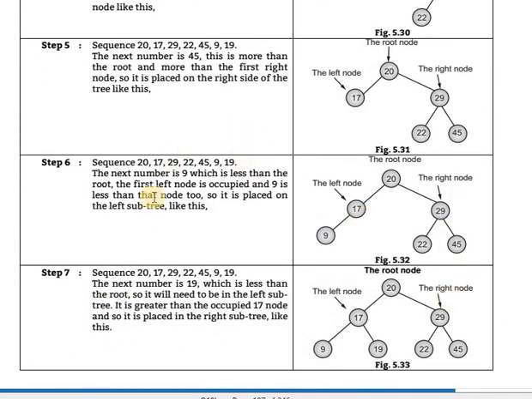Next step is 9, which is less than the root. The first node on this side is occupied, meaning 17 is occupied.